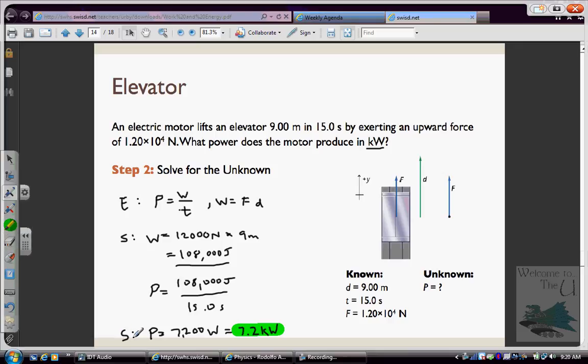Okay, so sometimes in these problems you'll have to get the work first and then use that work to actually calculate for the power.